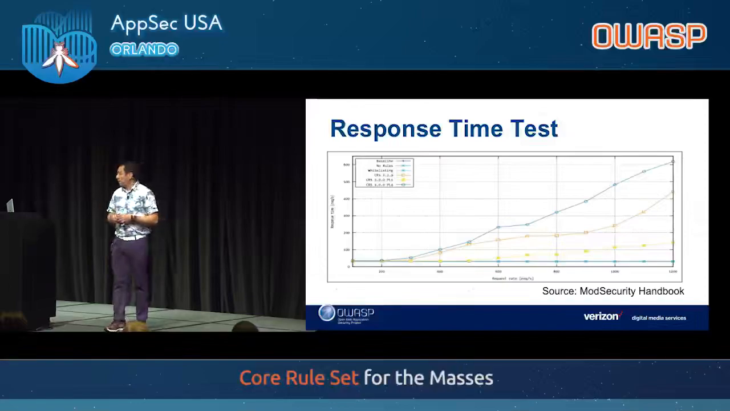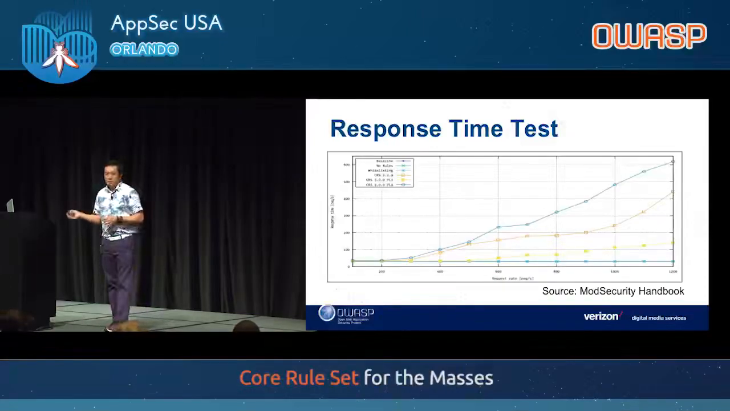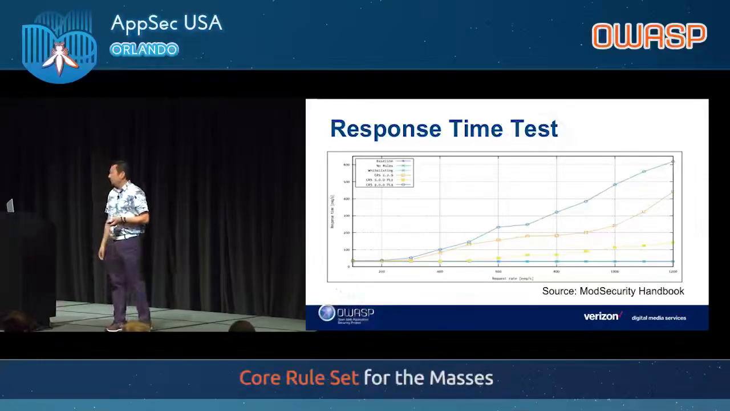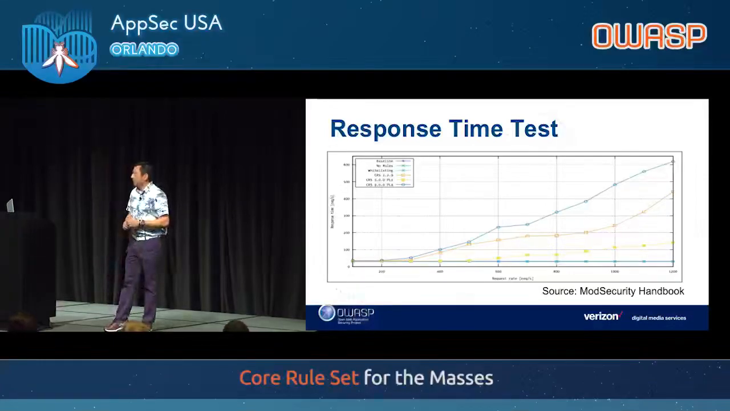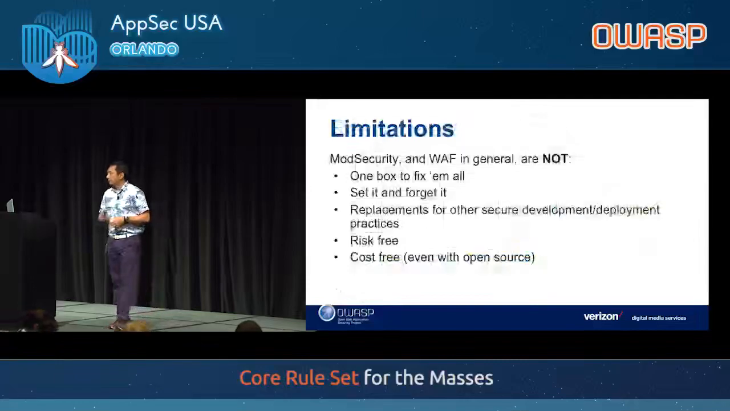And this graph is from the ModSecurity Handbook written by Christian Folini, and it just came out a couple of months ago. Depending on how you tune it, CRS 3.0 has the paranoia level, so the performance is pretty good, but at some point you start hitting some performance issues. So you need to keep that in mind.